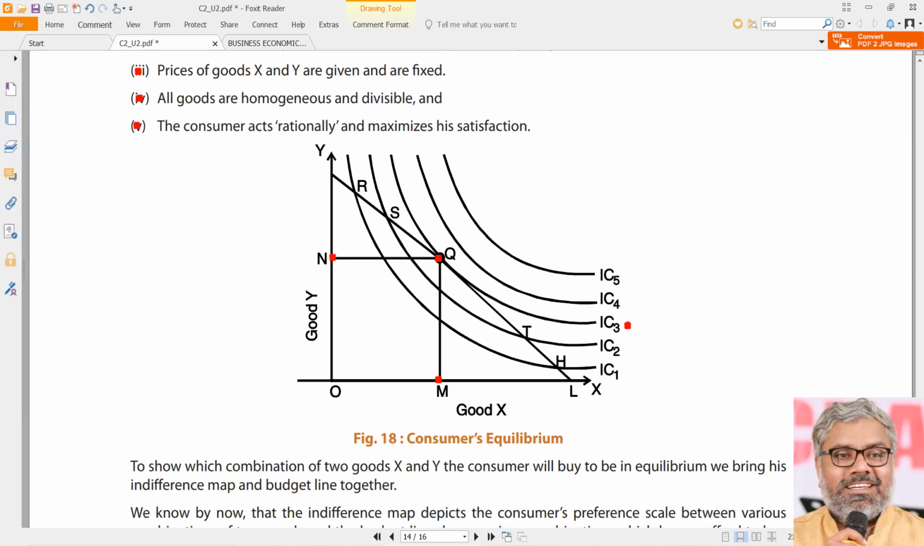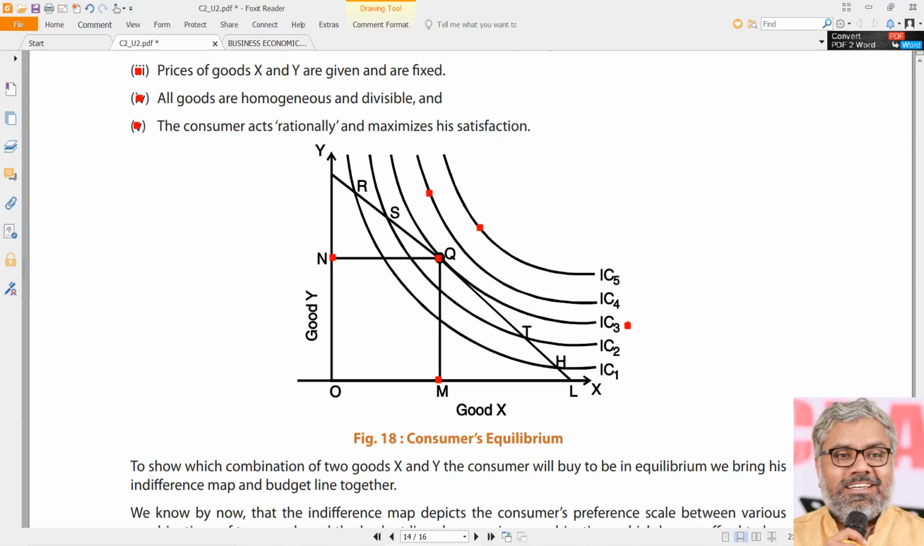Sir, why can't he go for a higher indifference curve somewhere? He can get a fantastic experience, super satisfaction. Why can't he go for that? The answer is simple. He cannot afford that because it is above his budget line. It is not fitting with his budget.